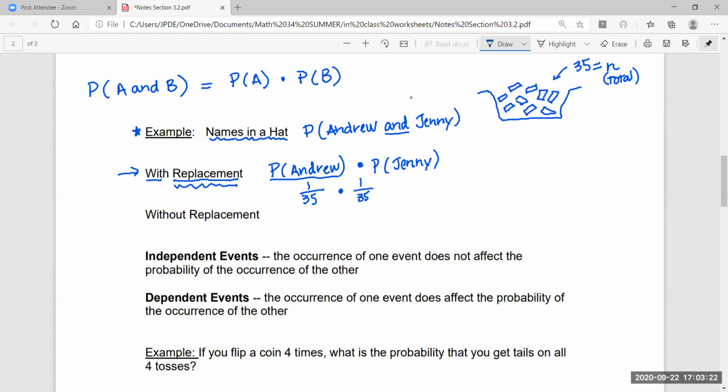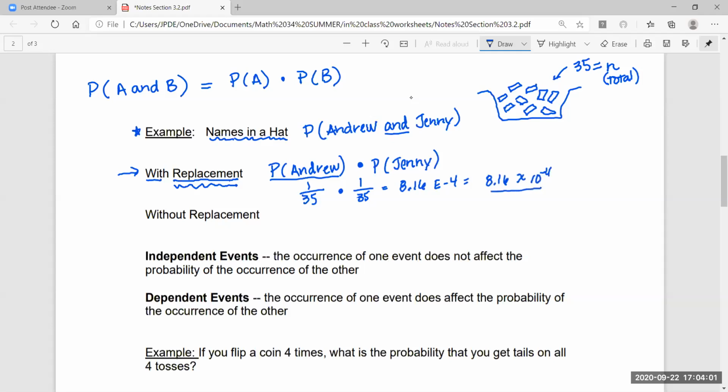Now, obviously, if there were 2 Jennys in the class, or if there were 2 Andrews in the class, those numbers would be different. So 1 out of 35 times 1 out of 35. If you put this in your calculator, it's real easy. 1 divided by 35, you'll see the fraction in your graphing calculator, times 1 divided by 35. And look at this tiny number I get. I get 8.16, and I get that E negative 4, which means 8.16 times 10 to the negative 4th.